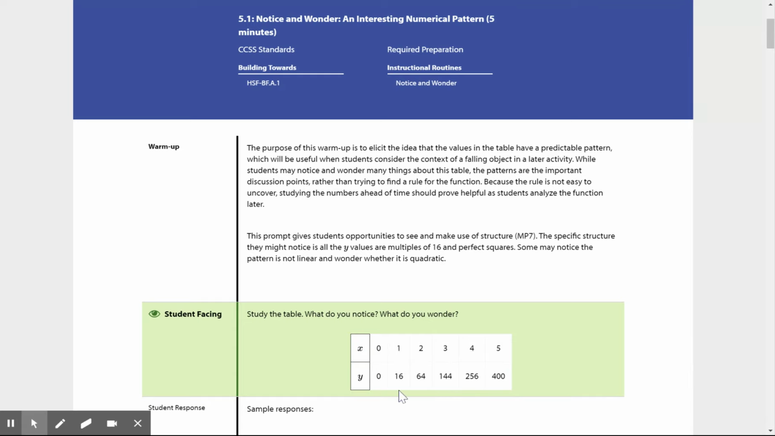I notice that these are all what's called perfect squares. 16 is 4 squared, 64 is 8 squared, 144 is 12 squared, 256 is 16 squared, and 400 is 20 squared. So I noticed that as well. I'm not sure how that is helpful in the chart, but those are the things I noticed immediately. And then something I wonder is, how is this helpful for this graph? What is this table trying to represent?